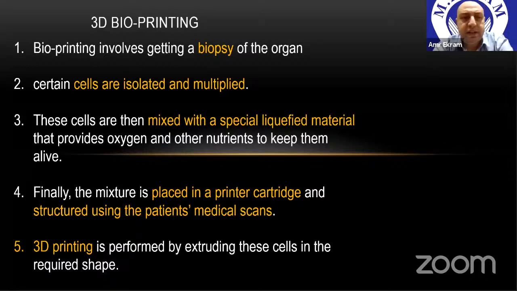So the idea of bioprinting involves getting a biopsy from the organ. Certain cells are isolated and multiplied. The cells are mixed with a special liquefied material in a special environment, and finally placed in the 3D printer, where the 3D printer can print bio organs.